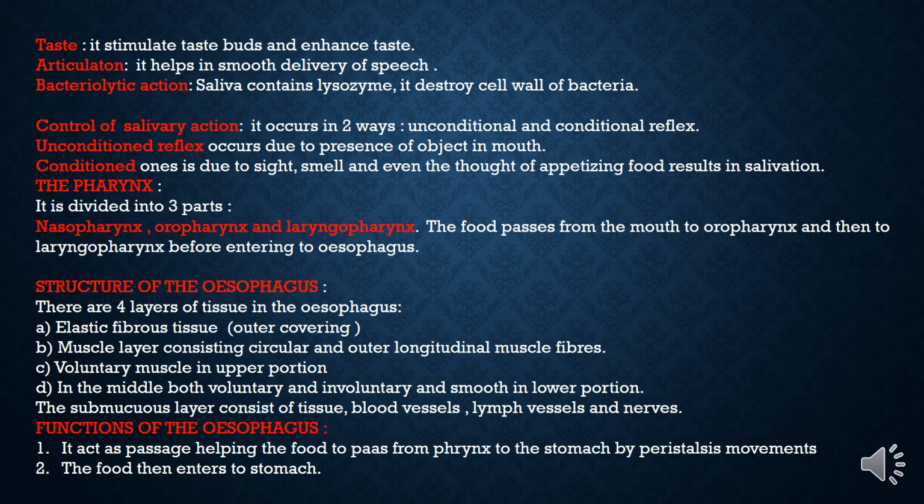Pharynx is divided into three parts: nasopharynx, oropharynx, laryngopharynx. The food passes from the mouth to the oropharynx and then to the laryngopharynx before entering the esophagus. Structure of the esophagus: there are four layers of tissue. Elastic fibrous tissue covers the outer part. The muscular layer consists of circular and outer longitudinal muscle fibers; voluntary muscle in the upper portion, both voluntary and involuntary in the middle, and smooth in the lower portion. The submucous layer consists of tissue, blood vessels, lymph vessels, and nerves.